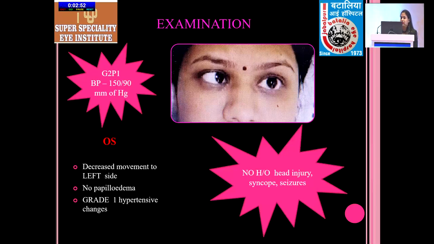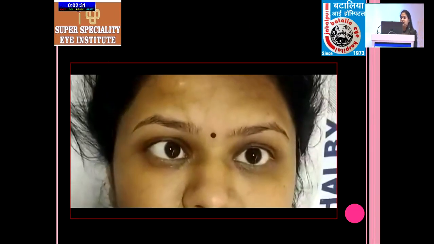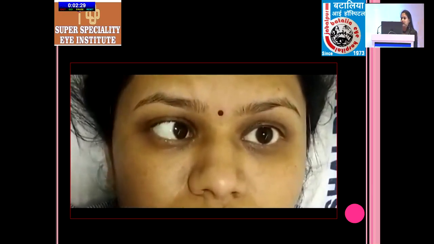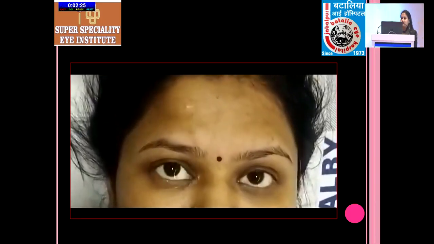All the other parameters of the eye were normal, except that the movement of her left eye was limited to the left side. There were no other offending findings. There was no papilledema on fundus examination, but there were slight grade 1 hypertensive changes. She didn't have any history of head injury, syncope, or seizures during the pregnancy. On examination, we could see that the lateral rectus of the left side was absolutely paralyzed, and she was having blurring of vision.